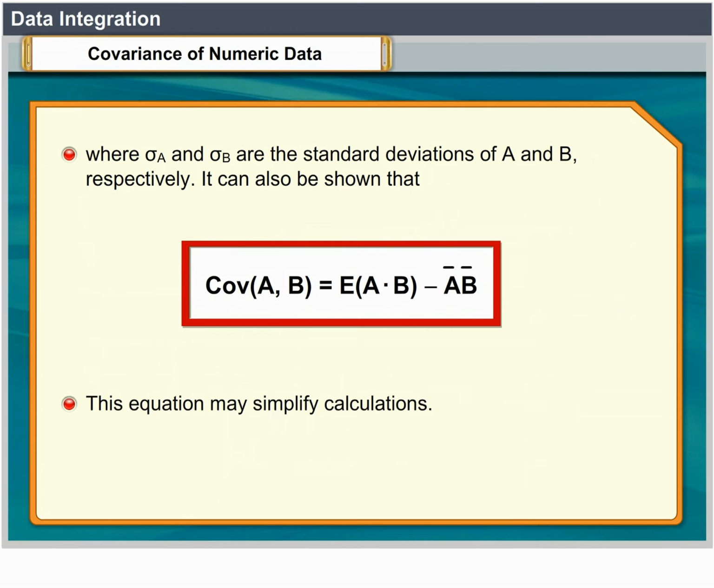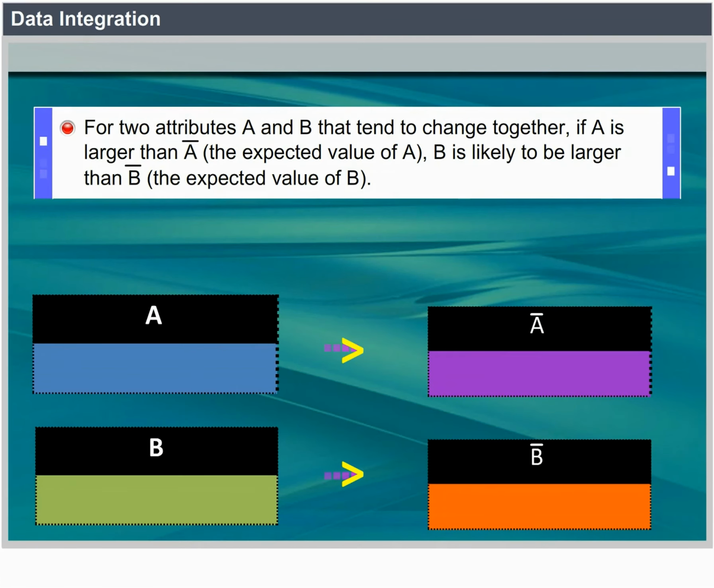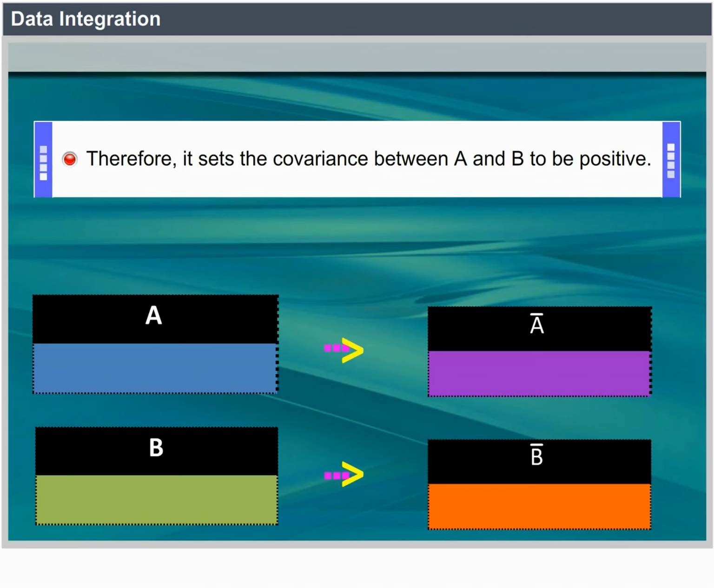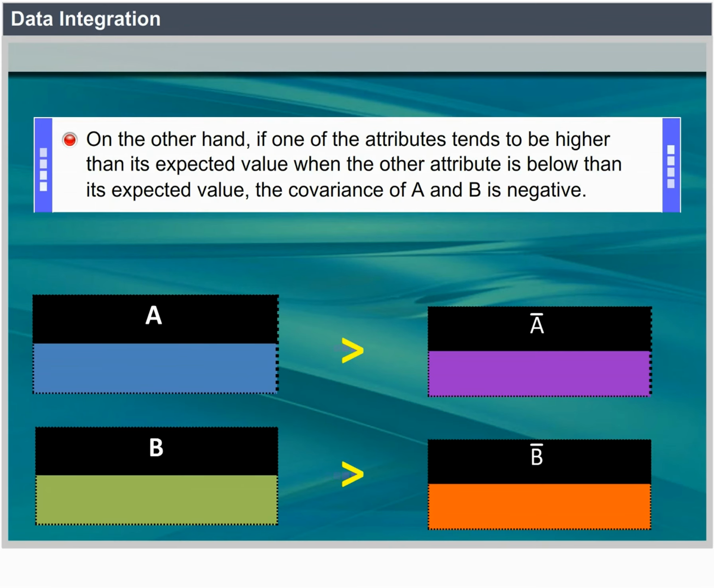For two attributes A and B that tend to change together, if A is larger than A bar, the expected value of A, then B is likely to be larger than B bar, the expected value of B. Therefore, the covariance between A and B is positive. On the other hand, if one of the attributes tends to be above its expected value when the other attribute is below its expected value, then the covariance of A and B is negative.